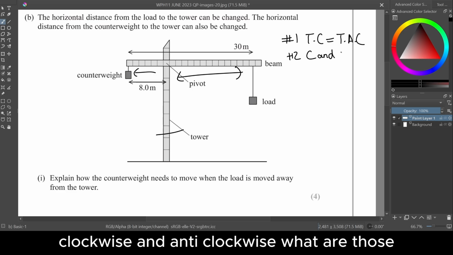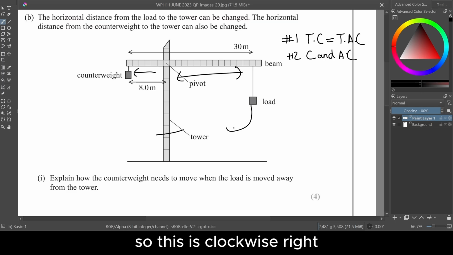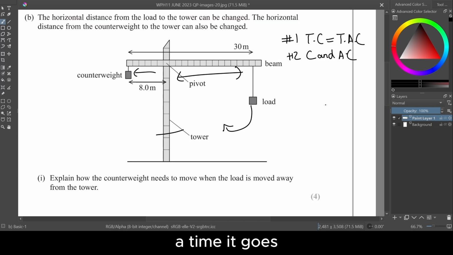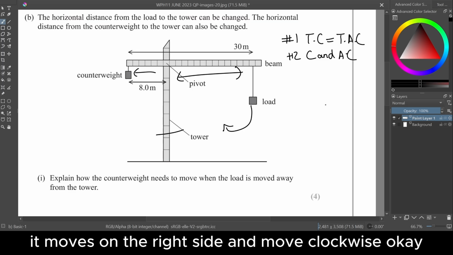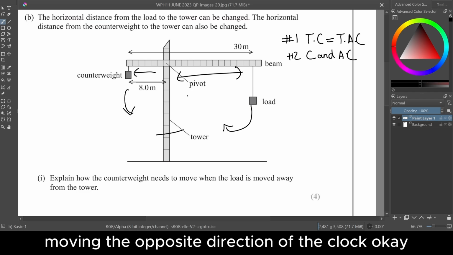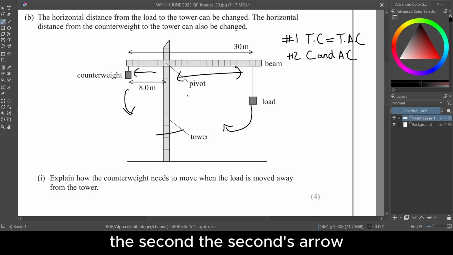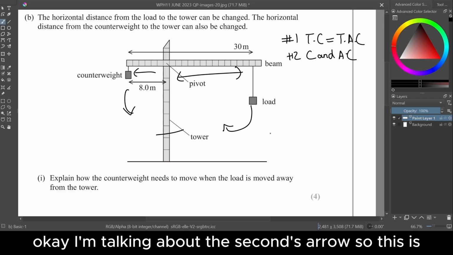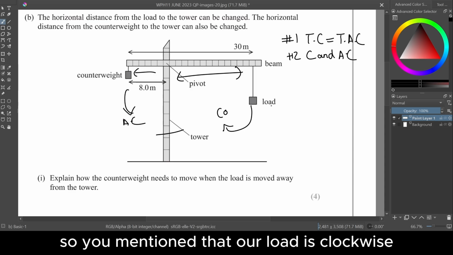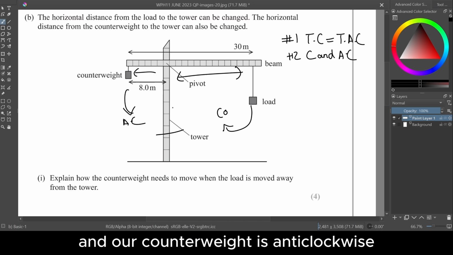Clockwise and anti-clockwise, what are those? Clockwise means if you look at a clock, it moves to the right, clockwise. Anti-clockwise is the opposite, moving in the opposite direction of the clock. I'm talking about the seconds arrow. So this is clockwise and this is anti-clockwise. So you mentioned that our load is clockwise and our counterweight is anti-clockwise.